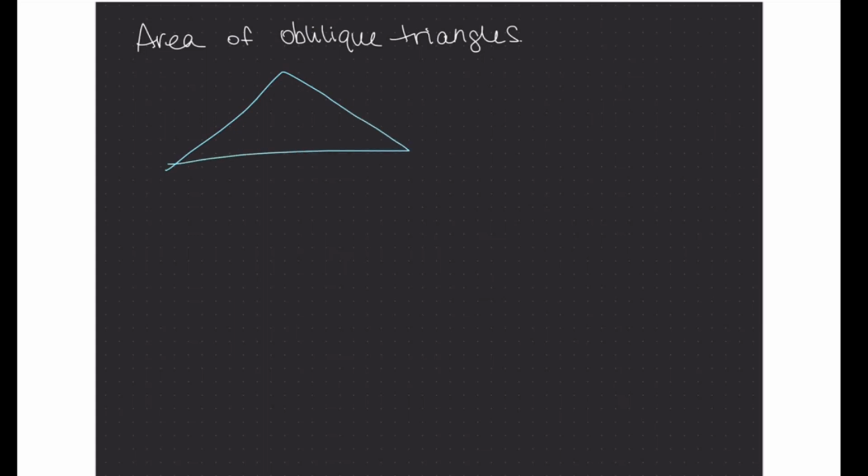So here's my oblique triangle. In it, I'm going to say this angle is 62 degrees. I'm going to say this side of the triangle is 10, and this bottom side is 24. And I want to find the area of this triangle.